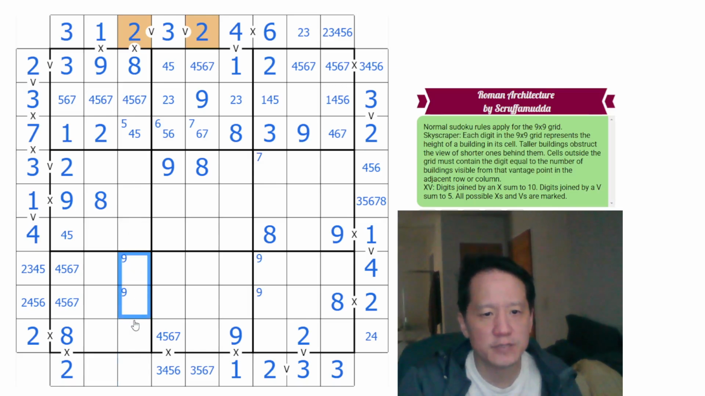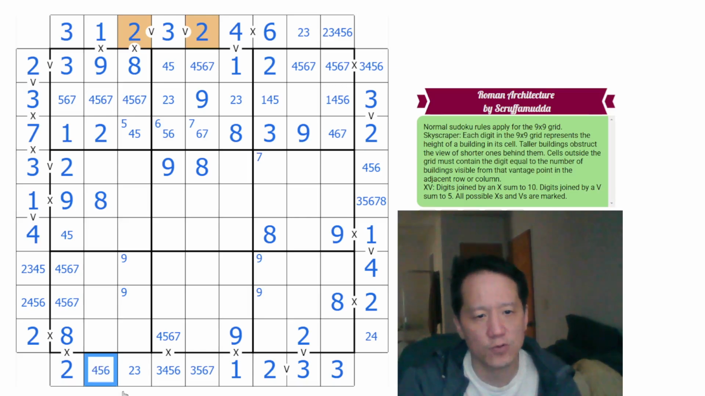The 9 has to be one of these 3, so this is either 2 or 3. This sees 1, 2, 3, 4, 5, 6 at most, so it could be 6, 5, 4, no 3. It could be a 2 here. We're not sure.